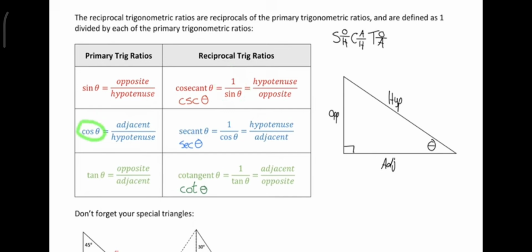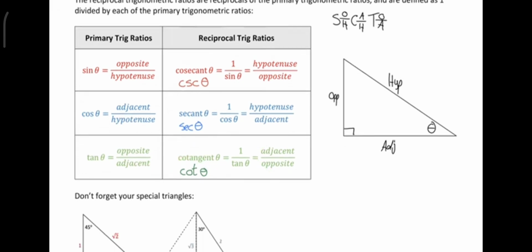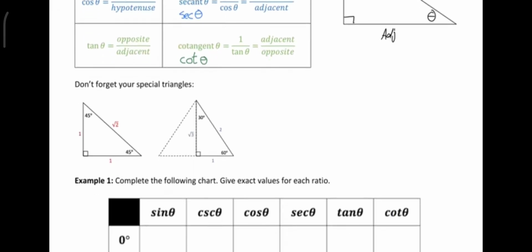And if cosine of theta is adjacent over hypotenuse, secant of that same angle is equal to the reciprocal, 1 over cosine of that angle. So you would get hypotenuse over adjacent. And if tan of theta is opposite over adjacent, cotangent, being the reciprocal of tan, is going to give you adjacent over opposite.